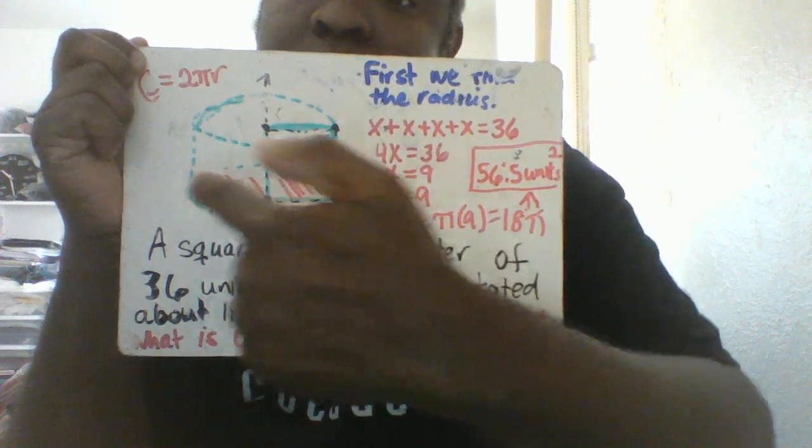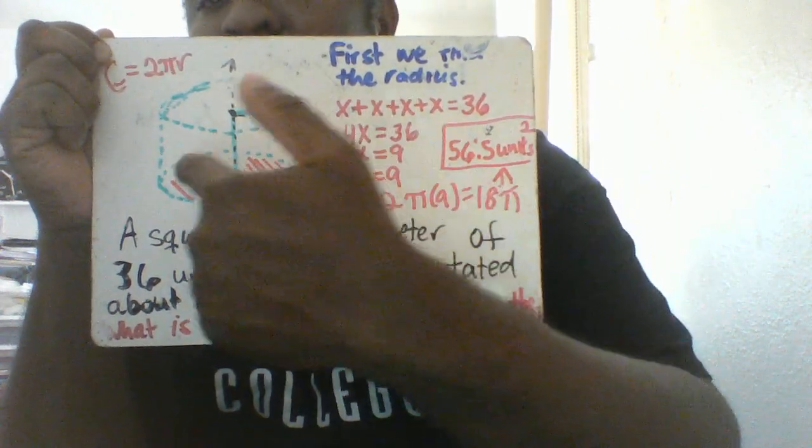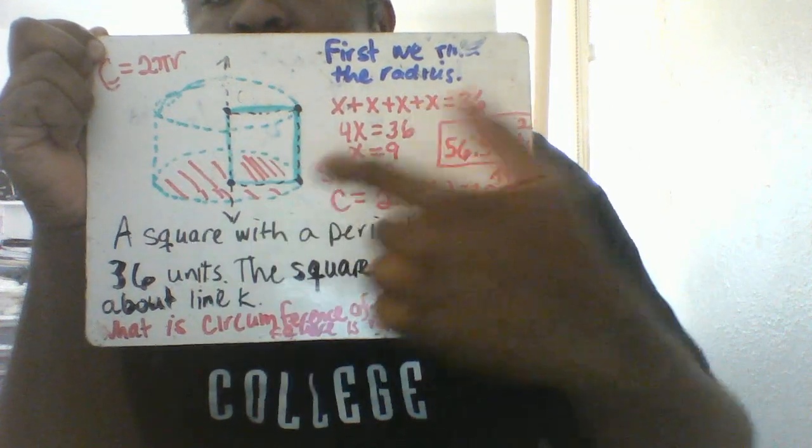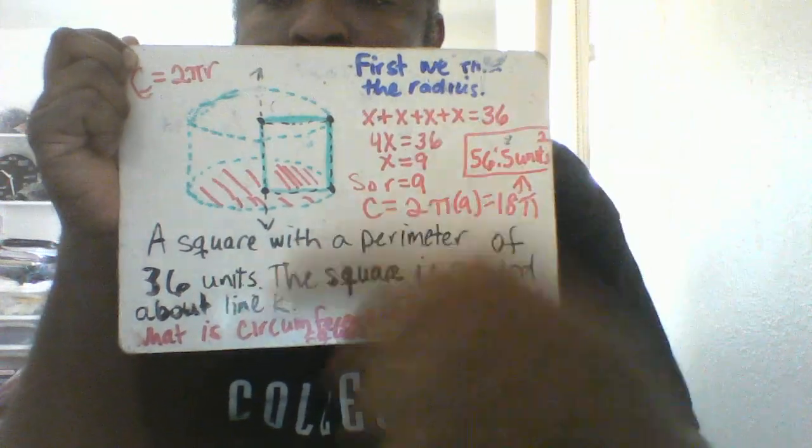You get a cylinder. And then you notice at the base, what is a cylinder? It is a circle at the base. So what do they want to find?